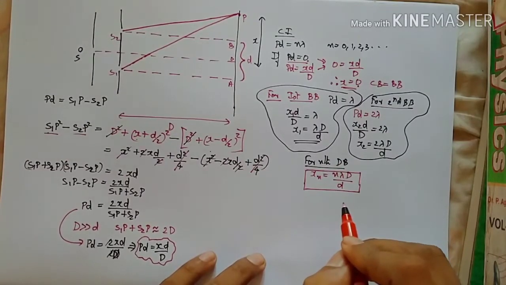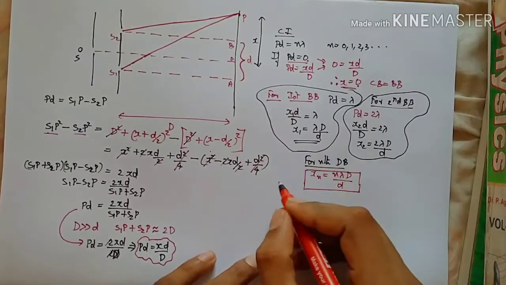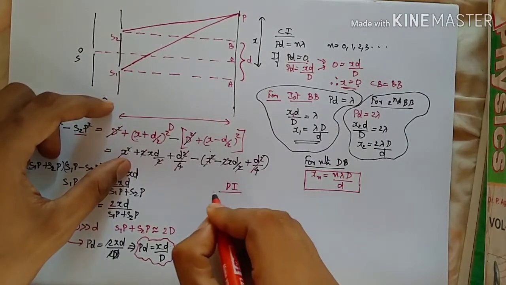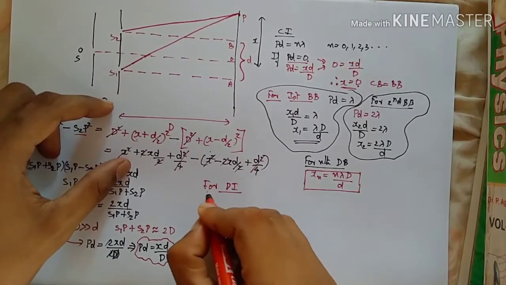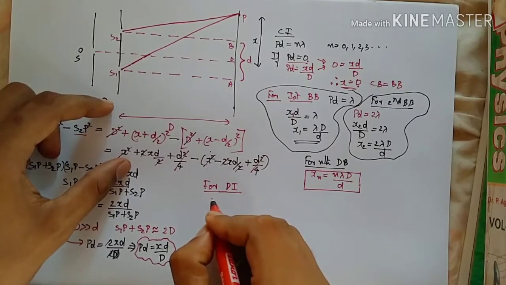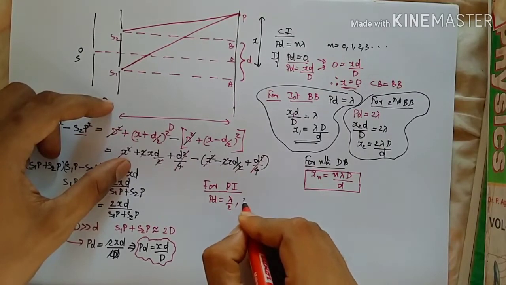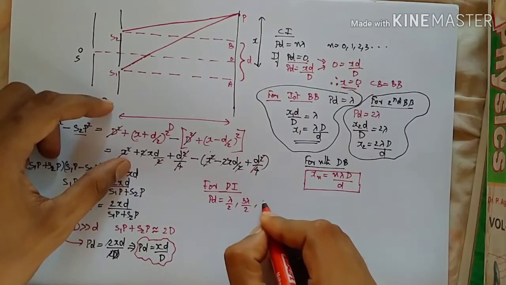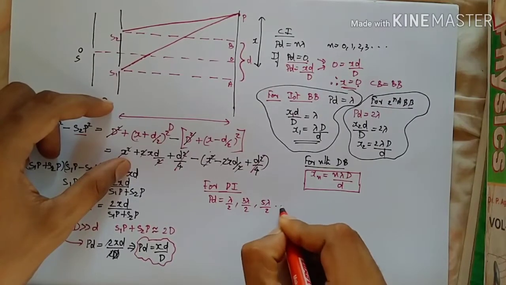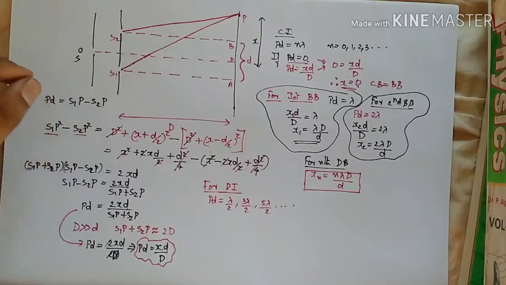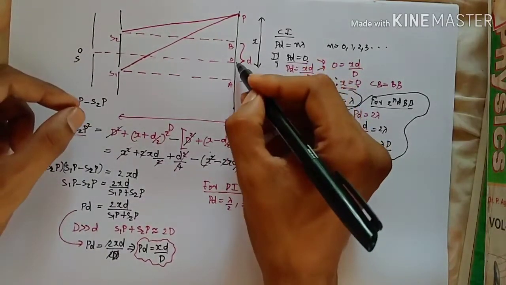Next is destructive interference. Let me write it over here. For destructive interference, the path difference should be lambda by 2, 3 lambda by 2, 5 lambda by 2, etc., all odd multiples of lambda by 2. Then let me write what the central band is. The central band is a bright band, then there will be a dark band.